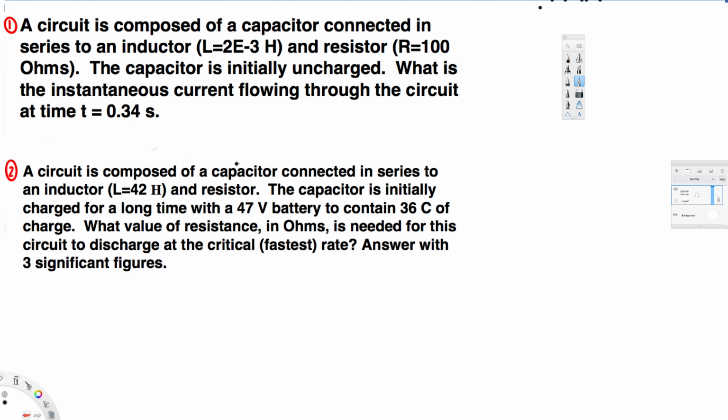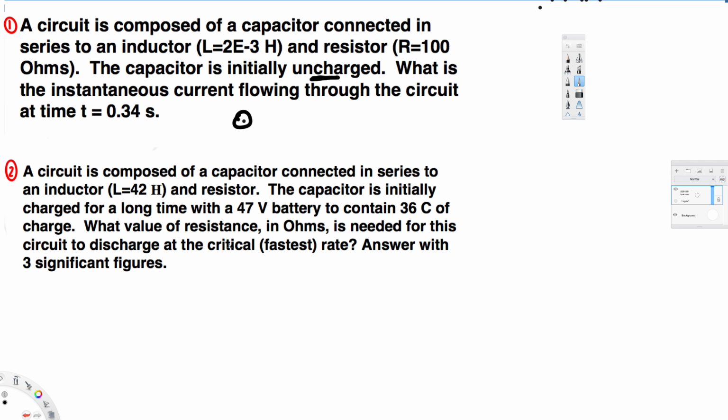The first question is asking: the circuit is composed of a capacitor connected in series to an inductor and resistor. The capacitor is initially uncharged. What is the instantaneous current flowing through the circuit at time t equal to 0.34 second? Now here the keyword is it's uncharged, right? So whenever we have something uncharged, it means there's no current. So if they're asking for the instantaneous current, it means the current is going to be zero because we don't have current, so the answer is going to be zero.